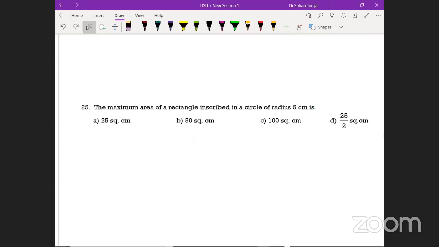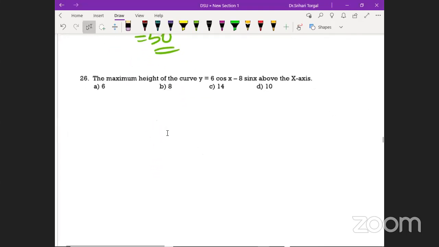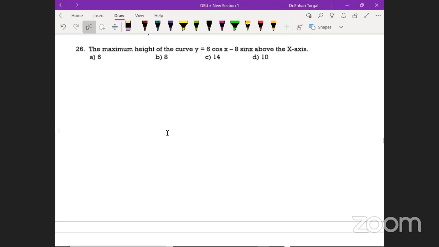See here, you have to answer this question now. Yes, it is option B. Good. Very good. 2r square, right? Area. 2 into 5 square. 25 twos are 50 is the answer. Next. Please answer this question.